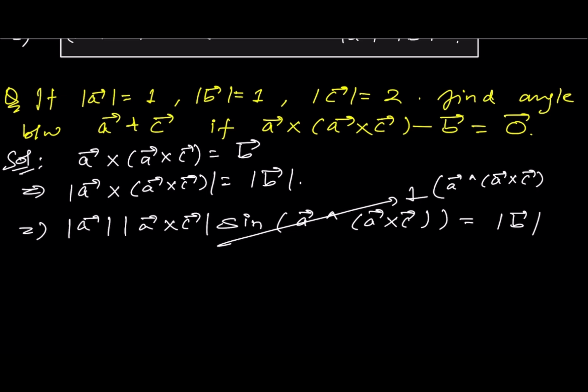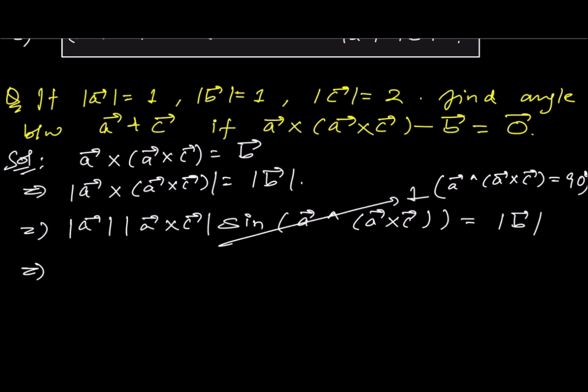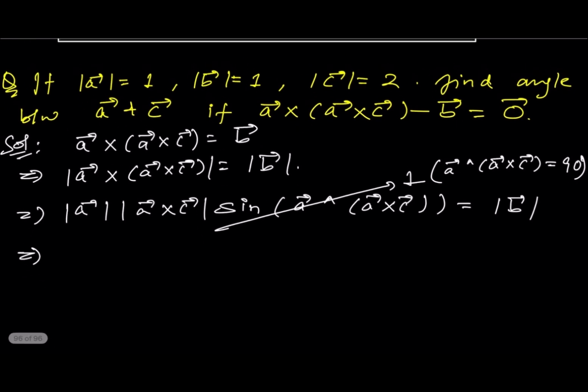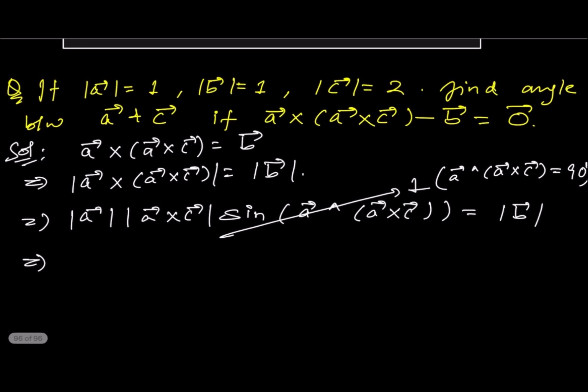Because this is 90. So now what I have, mod of A vector. Mod of A vector is 1. So this is mod of A cross C is equal to 1, right? Because mod of B is also 1.